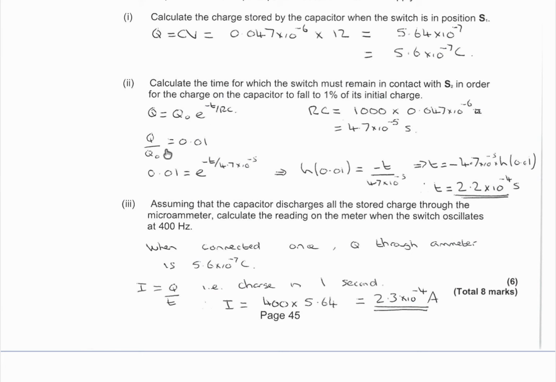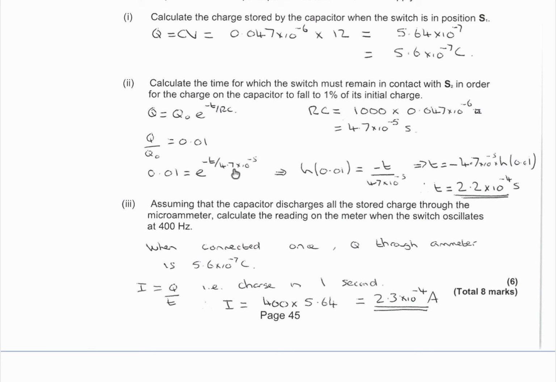So basically 1% is the fraction when the charge divided by the starting charge is equal to 0.01. That's the fraction of charge left. So Q over Q0 is 0.01, and I can substitute that straight into our equation. So 0.01 is equal to the exponential of minus t over RC, but RC I've worked out over here.